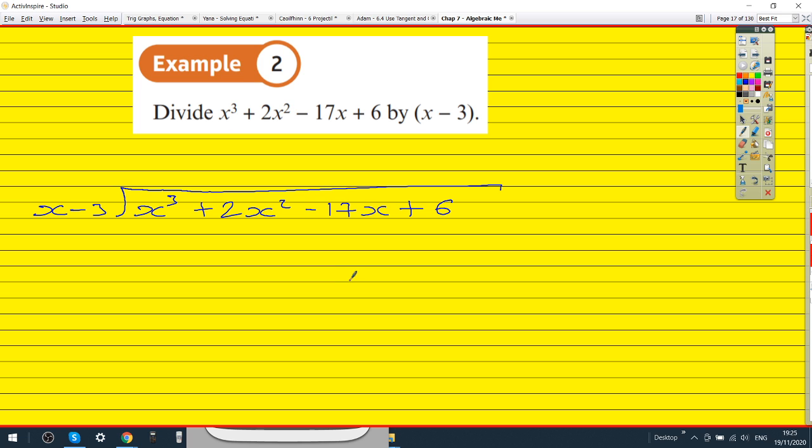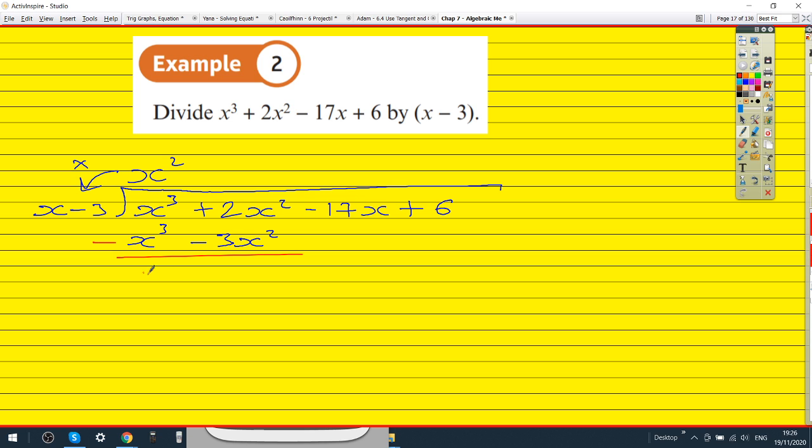So we divide this into this, and you only need to compare the x's. So x cubed divided by x, what do you get? X squared. And so x squared times x minus 3, what do you get? Times minus 3, both of them. It would give you x cubed minus 3x squared.